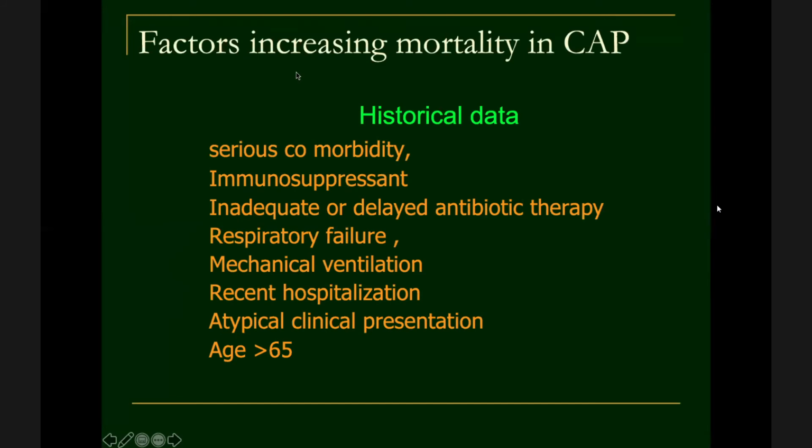So what are the factors increasing the mortality in community acquired pneumonia? If the patient has a history of serious comorbidity, is on immunosuppressants, has inadequate or delayed antibiotic therapy, respiratory failure, mechanical ventilation, recent hospitalization, and an atypical clinical presentation or age more than 65, these are high factors increasing the mortality in a patient with community acquired pneumonia. And if the patient has these, it's better to admit the patient and start the treatment immediately.